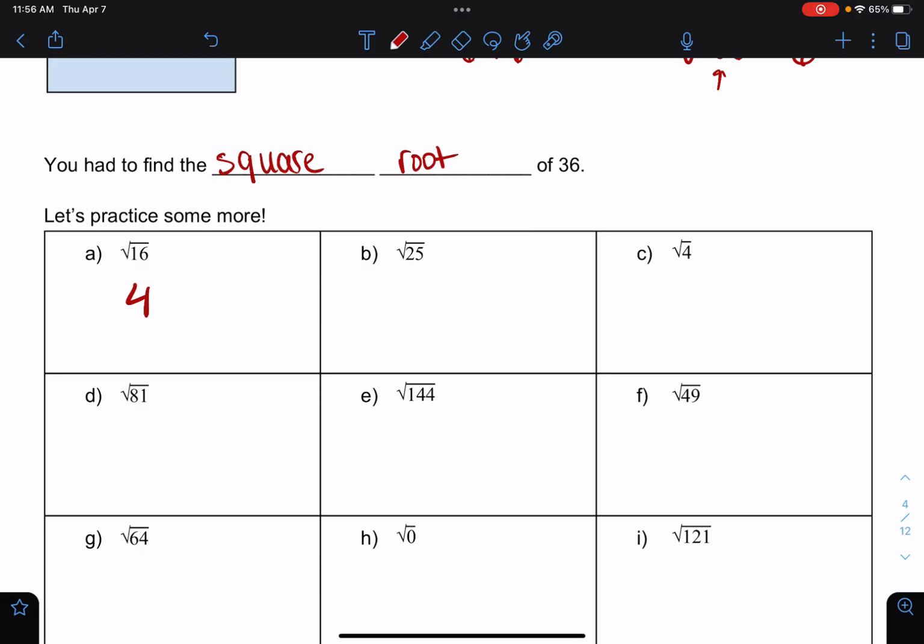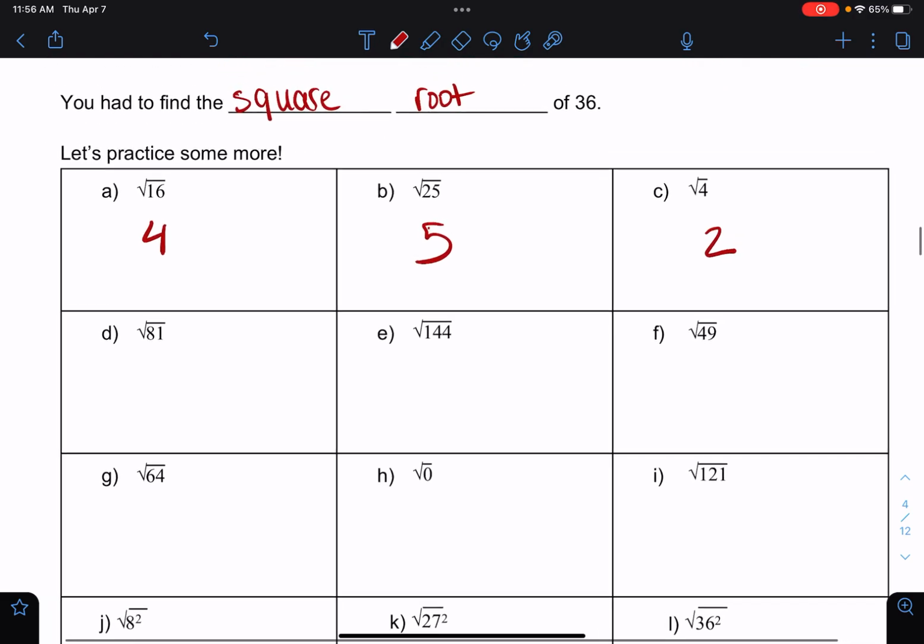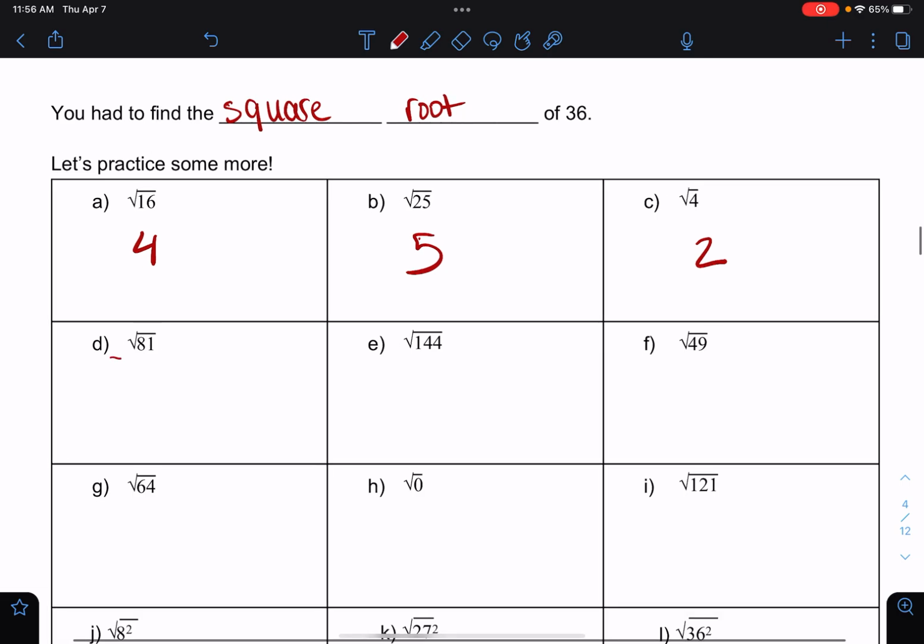What about B, the square root of 25? 5 times 5 is 25, so the square root of 25 is 5. Sorry, I hit my water bottle. C, the square root of 4. Well, I know 2 times 2 is 4. That's the same number, so the square root of 4 is 2. Go ahead and try D through I. Pause the video and try those. See if you can think of what the square root is.